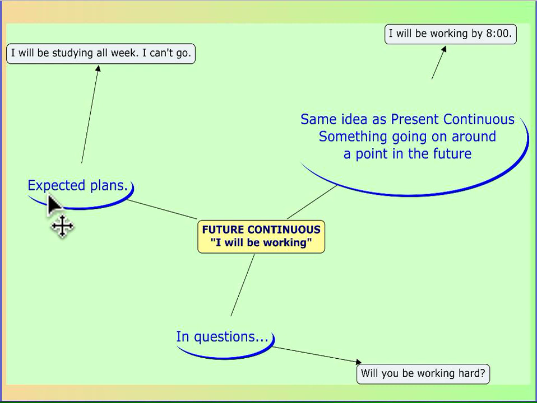Also, it is used for expected plans. Okay, for example, I will be studying all week. It is also similar to around a point, but you're adding that what you mean is an expected plan. I can't go there because my plan around that point is to be studying. Okay, they are connected. But what you're really expressing is this.